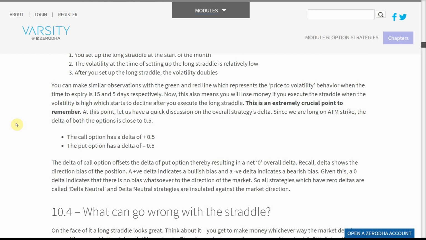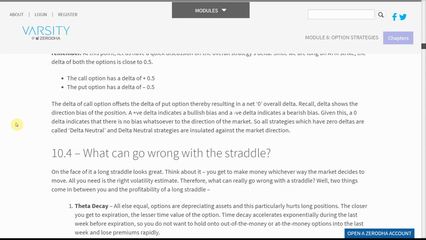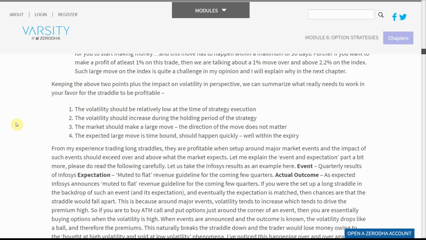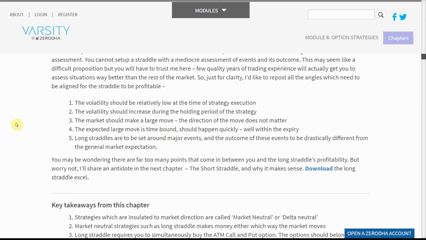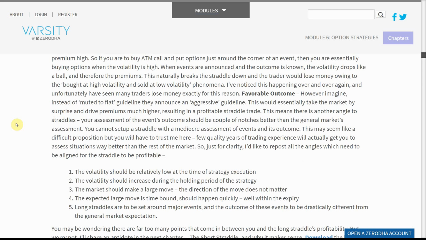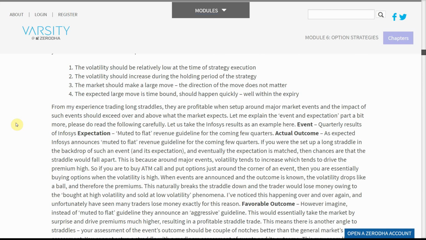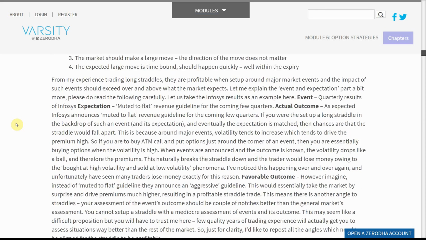At this point, let us have a quick discussion on the overall strategy's delta. Since we are long on the ATM strike, the delta of both the options is close to 0.5. The call option has a delta of plus 0.5. The put option has a delta of minus 0.5. The delta of the call option offsets the delta of the put option, thereby resulting in a net zero overall delta.